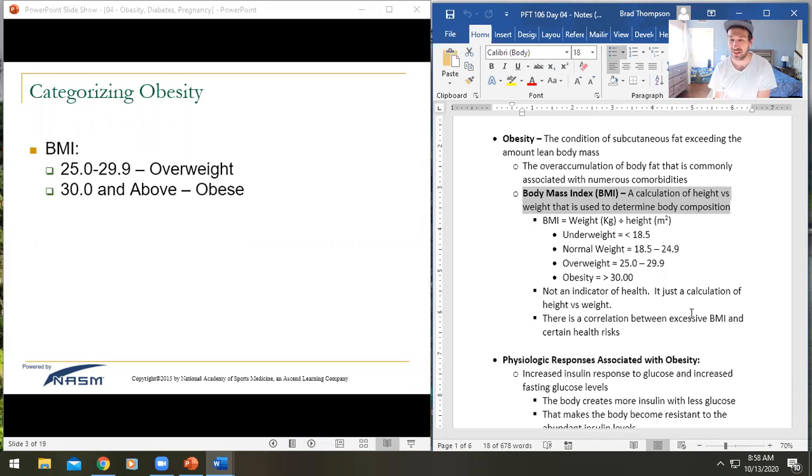But body mass index is actually, how old is it? It's several hundred years old. I think it's from the 18th century. But it is literally just a way for them to look at large parts of the population. They were sending people out to do surveys, looking at this part of town versus this part of town. And they were looking at their height versus their weight to determine where the heaviest, the most out of sync people were.